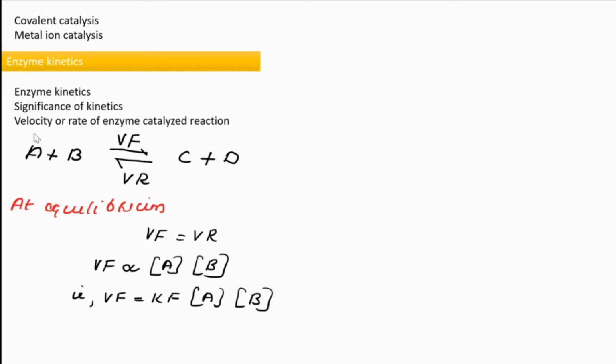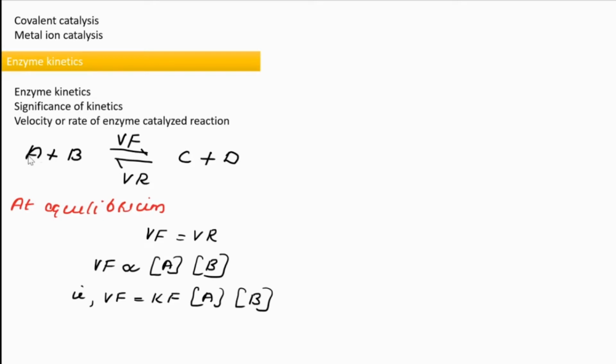Then, velocity or rate of enzyme catalyzed reaction. How are we assessing it? We can assess the velocity of enzyme action by understanding the change of substrate to product per unit time. How many substrates are converted to product per unit time. If so many substrates are converted to product in unit time, that means that much faster is that enzyme catalyzed reaction. In that way, we can understand the velocity or rate of enzyme catalyzed reaction.